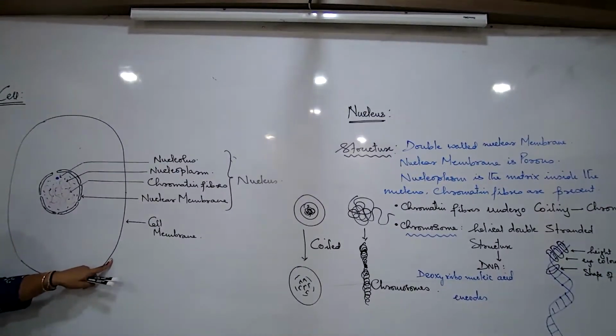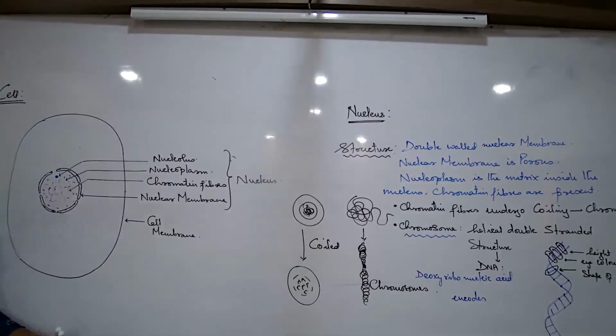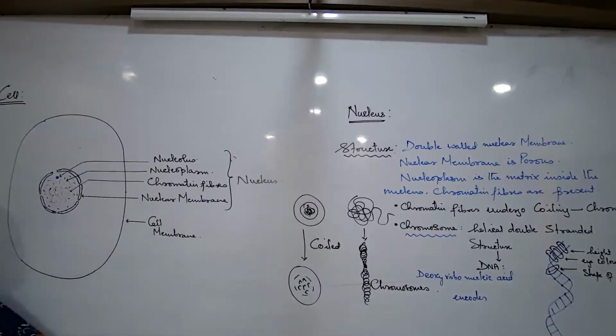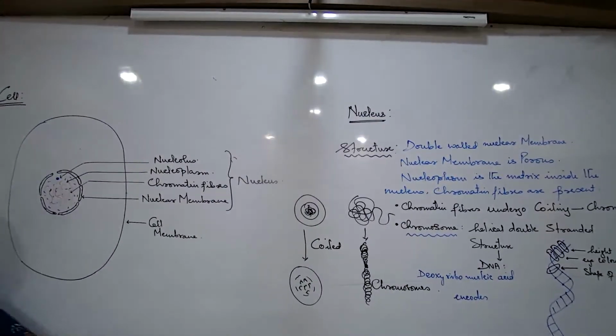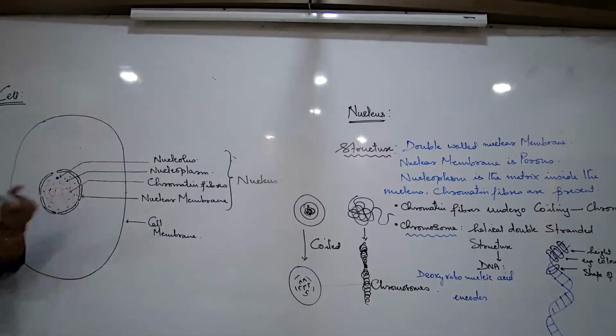Same like this, lipids and proteins. So what is the composition of the cell membrane? Lipids and proteins. What is the composition of the nuclear membrane? Same, lipids and proteins. And this nuclear membrane is porous.